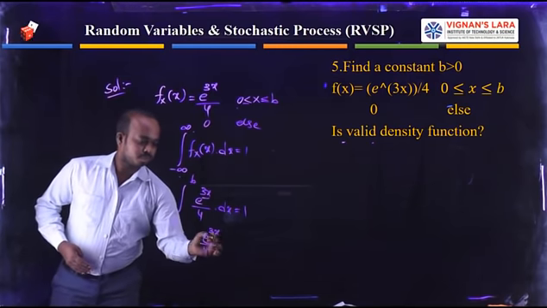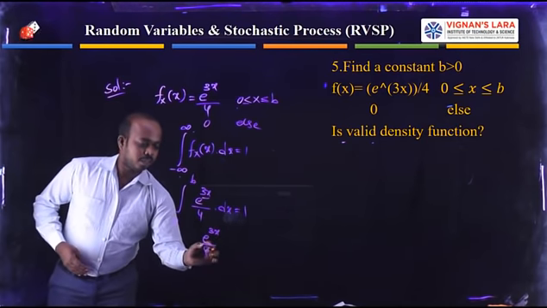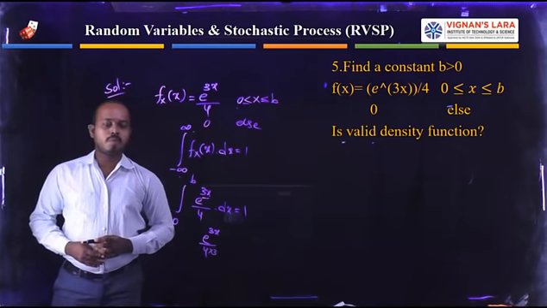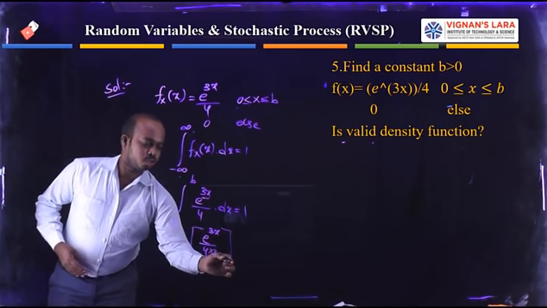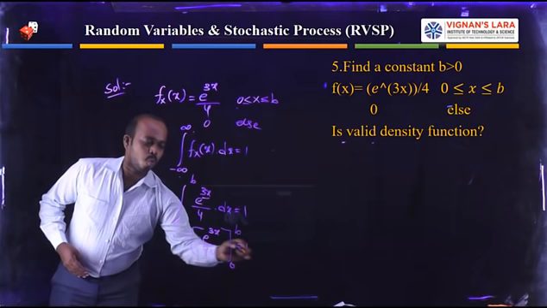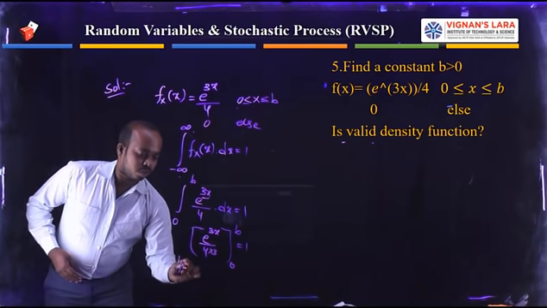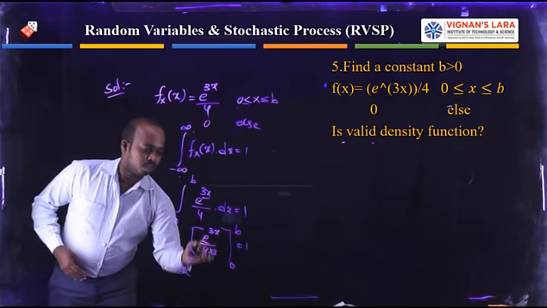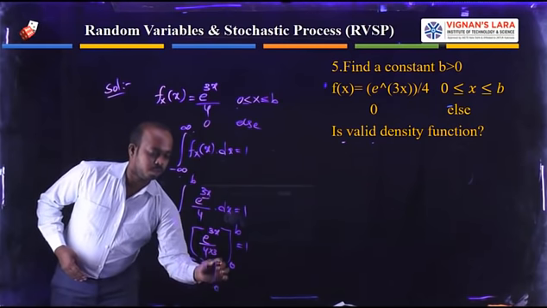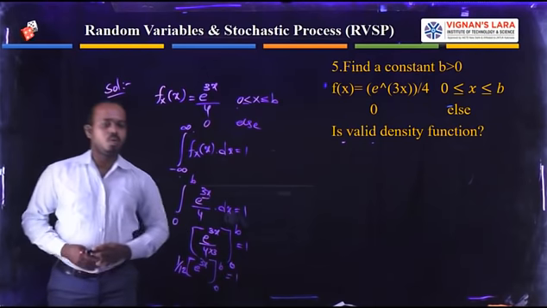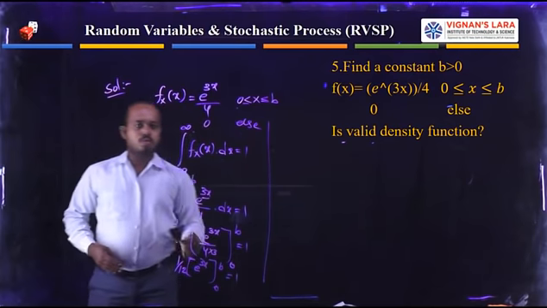I'm also applying the differentiation on 3x. The derivative of 3x is 3, because it's a single time. The remaining part is substituting the limits 0 and b, equal to 1. Now you can separate the constant value, which is 1 by 12. The remaining value is e power 3x with limits 0 to small b, equal to 1.